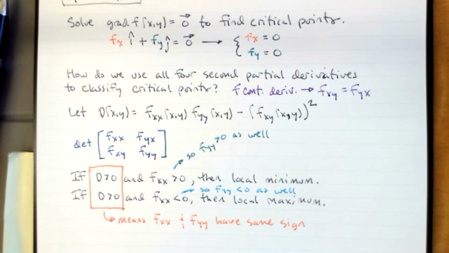Let's think back to the examples that we built up yesterday. Fxx is positive, so we could read that as concave up in the x direction. Fyy is also positive, so that means we have concave up in the y direction, and that's giving us a local minimum. Similarly, concave down in the x direction, concave down in the y direction. It looks like we're going to have a local maximum. D being positive means fxx and fyy have the same sign.